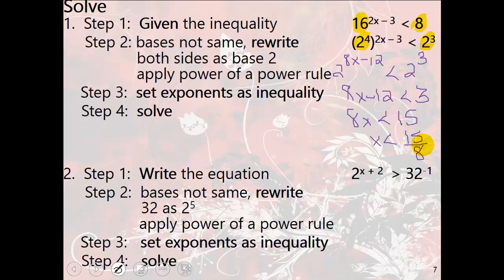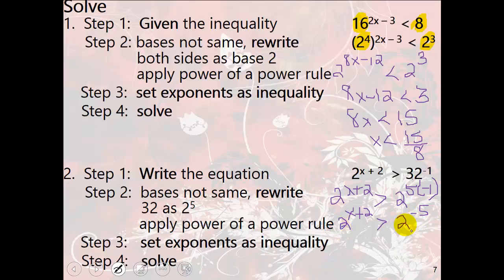All right, welcome back. This is base 2, so I'm going to try and rewrite 32 as 2 raised to a power. So I have 2 to the x plus 2 is greater than 2 to the 5th times negative 1. All right, so now I have a power to a power. I'm going to multiply them. So I get 2 to the x plus 2 is greater than 2 to the negative 5.